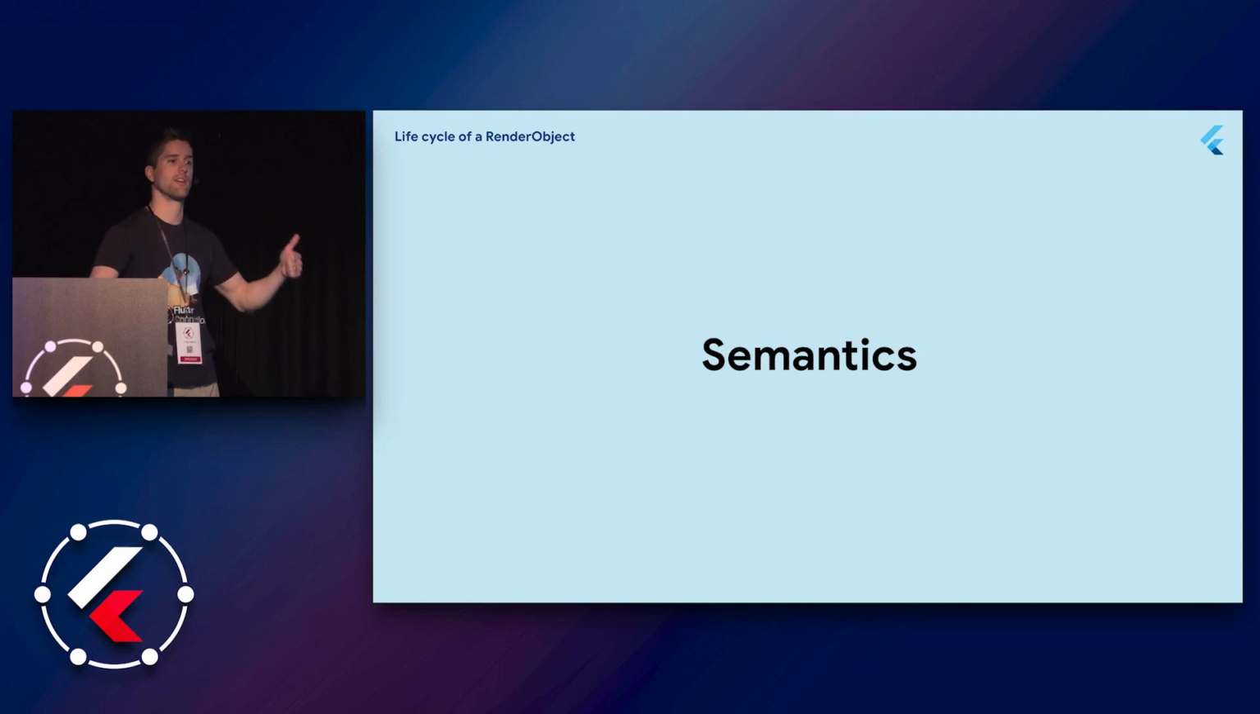Okay. Next up is semantics. We had a great talk early in the day on accessibility, and semantics and accessibility are like best buddies. The system is very important because it integrates with the host operating system or the web browser's screen reader and other accessibility tools. And this is a huge job of render objects that is kind of easy to forget about. Layout and painting is super obvious, but semantics is another big thing that render objects handle.